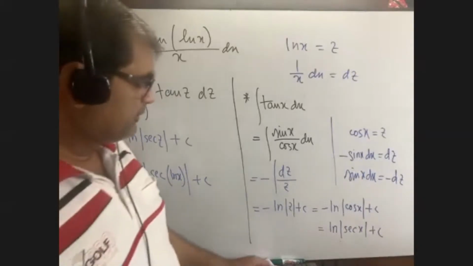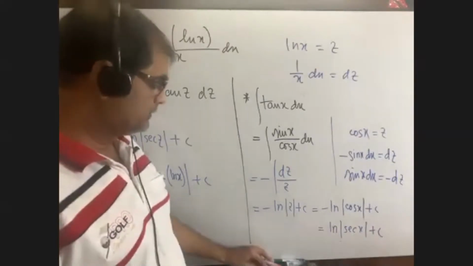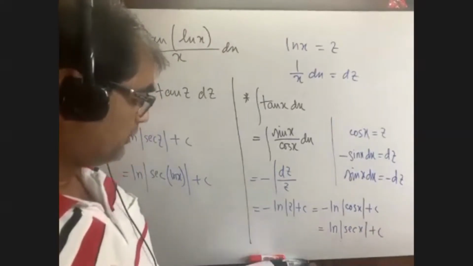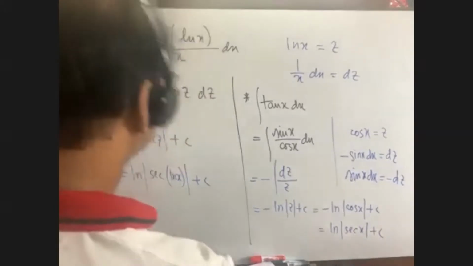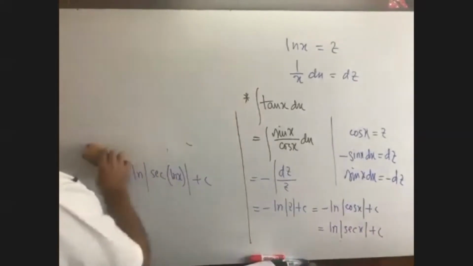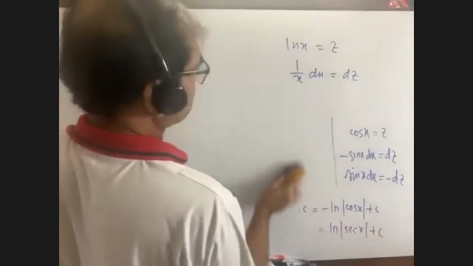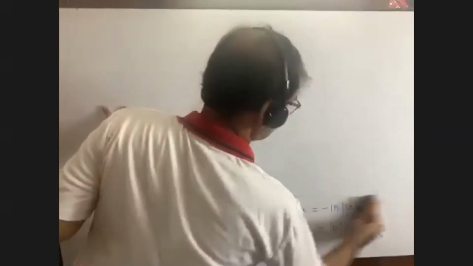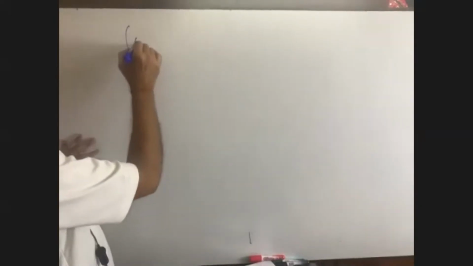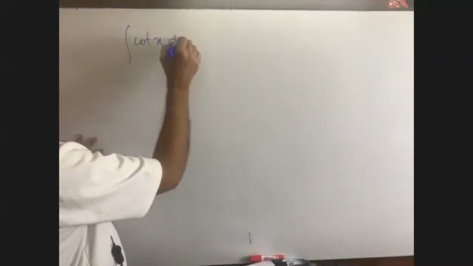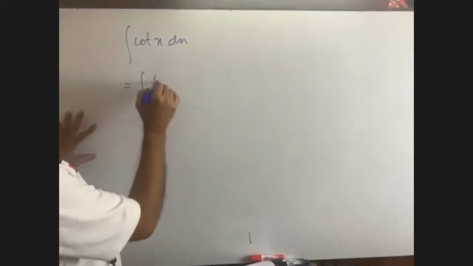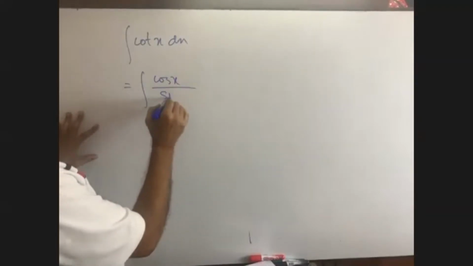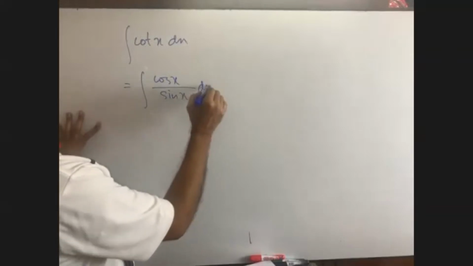Suppose you are given to find out, there are some formulas like this I am showing you. It is tan x. Now suppose you are given to determine cot x. Yesterday some of you demanded the proof of this type of formula. Suppose you are given cot x. Can you let me know what is cot x? It is cosine x by sine x dx, right?